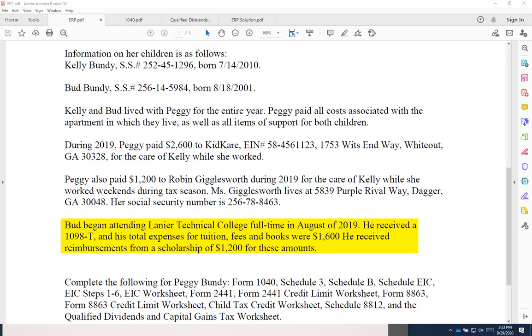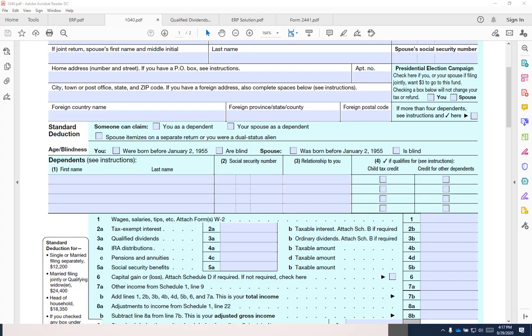So note that. Now, Kelly and Bud, her 2 children, if they qualify to be her dependents, fill out Form 1040, the information on dependents, in the top section of Form 1040. Here it is. How many of her 2 children are dependents? And then whether they qualify for the child tax credit or credit for other dependents.